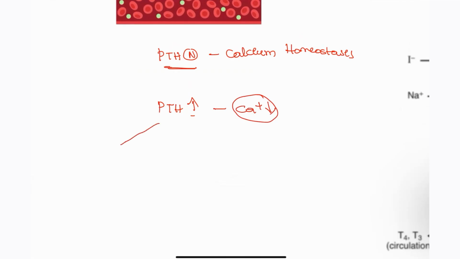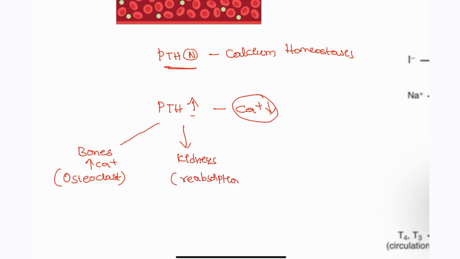First, it is going to act on the bones. From the bones, it is going to cause osteoclast action, where bone resorption will increase the calcium. Next, it is going to move to the kidneys, where again reabsorption will be seen. Again, the calcium levels will be increased.